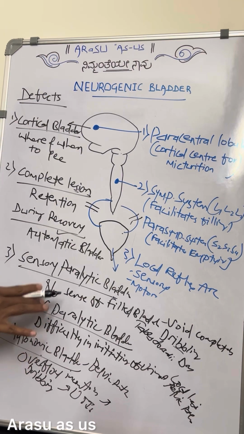So these are the different types of neurogenic bladder. Do read more about it.